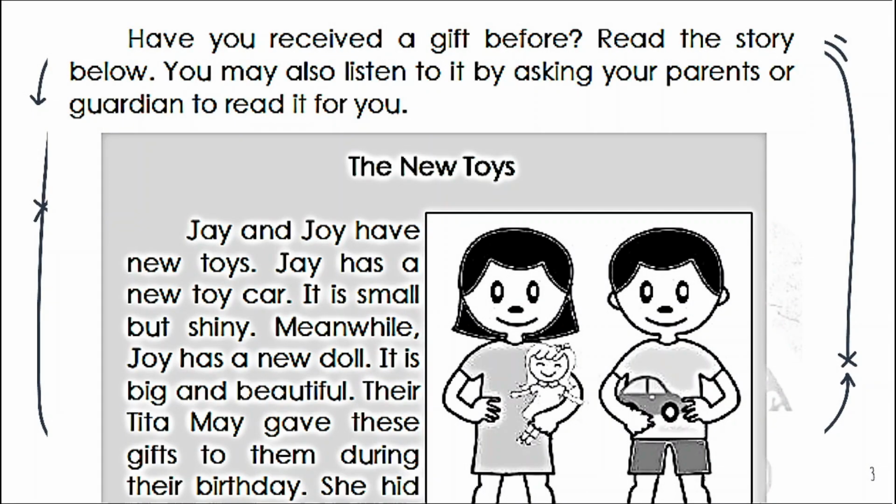Read the story below. You may also listen to it by asking your parents or guardian to read it for you. The new toys. Jay and Joy have new toys. Jay has a new toy car. It is small but shiny. Meanwhile, Joy has a new doll. It is big and beautiful. Their Tita May gave these gifts to them during their birthday.